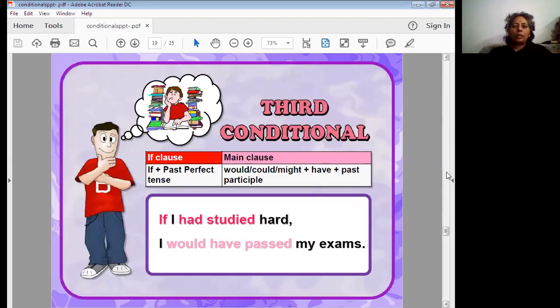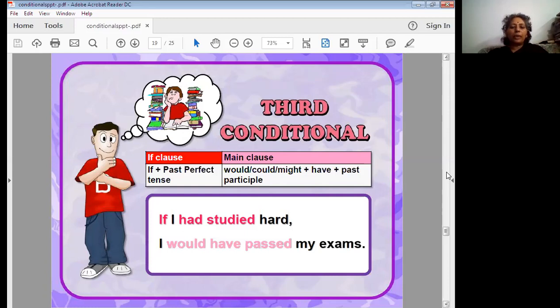Now here I'm going to present you the third conditional sentence. The if clause and main clause usage. In the third conditional, past perfect. When we did the practice in tenses, we had the past perfect. What is the structure? Had plus third form. So now you see, if plus past perfect structure is had plus third form of the word, and the main clause must be followed by would, could, might plus have plus past participle.